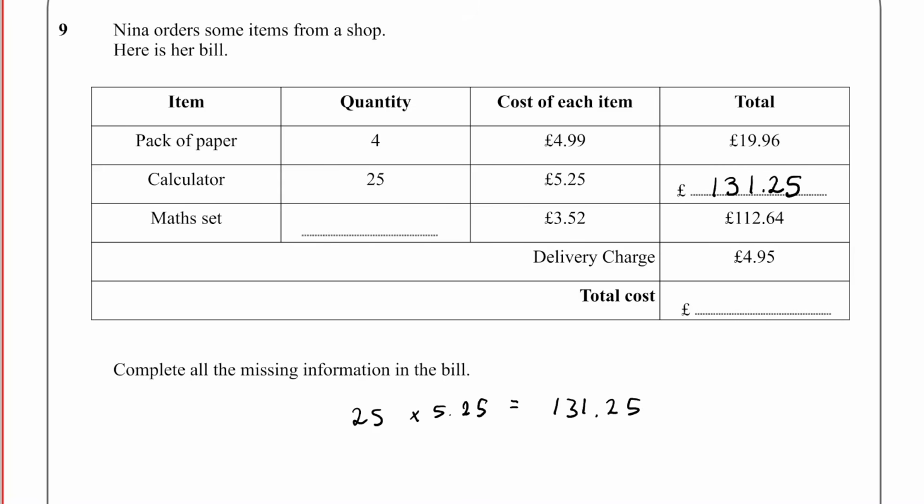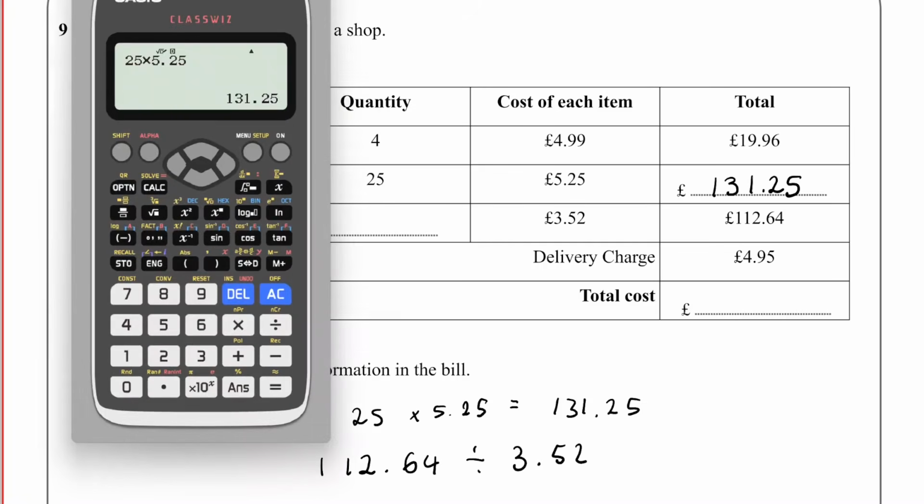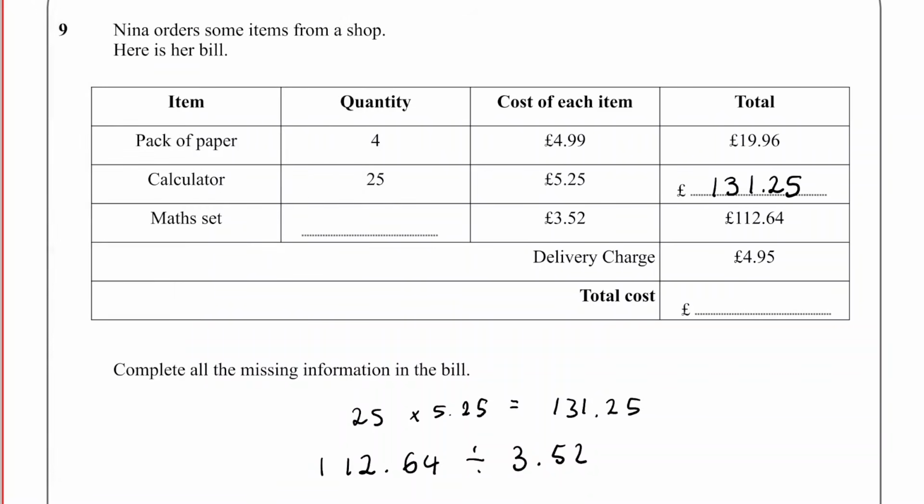And for the maths set, we don't know how many we bought, but we've got the total and the cost of each one. So if we divide £112.64 by the cost of each one, we will find out how many. So 112.64 divided by 3.52 is 32. So the quantity must be 32.